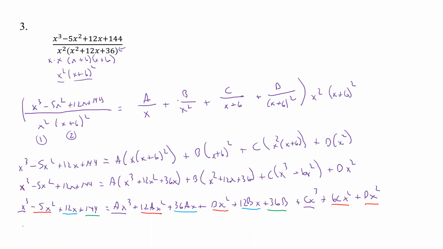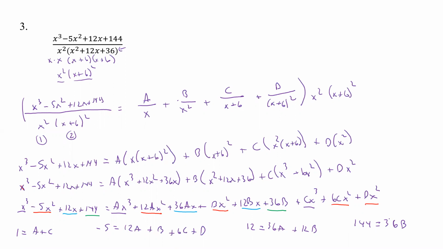And so here we have a 1. So we get 1 equals, and then we have a plus c. Okay, so that's our first equation. Then we have a minus 5 equals, and then we have 12a plus b plus 6c plus d. Okay. And so I think that's everything there. So what about the next one, x's? So then we have 12 equals 36a plus 12b, and that looks good. And then we have just the numbers, 144 equals 36b.